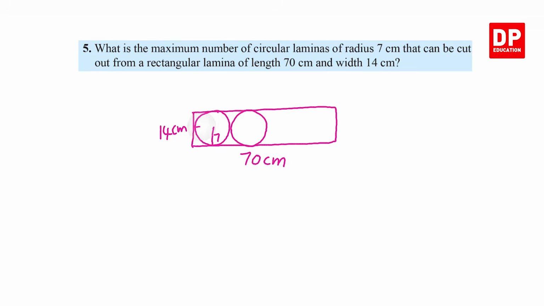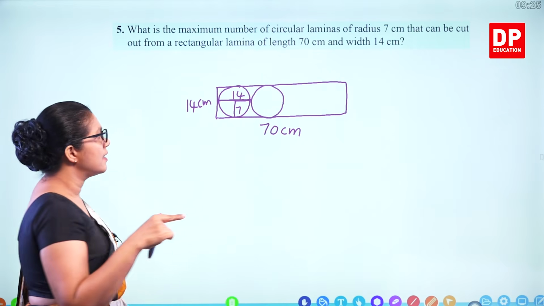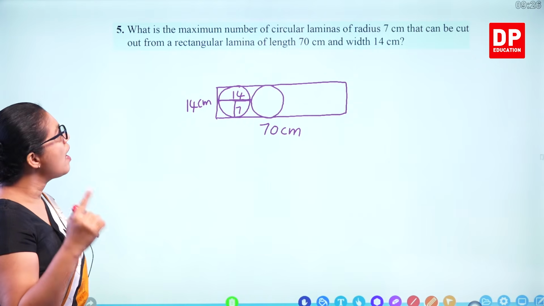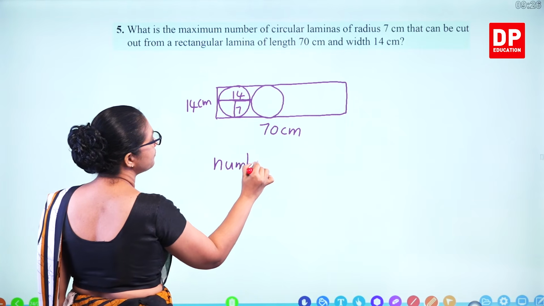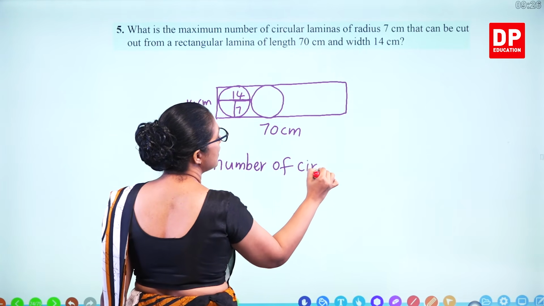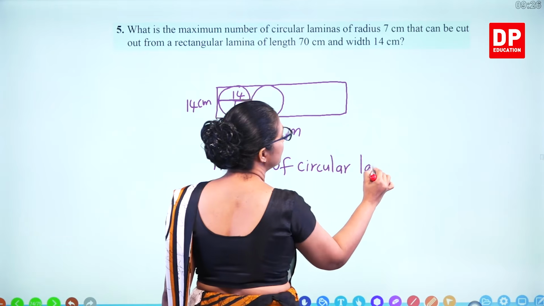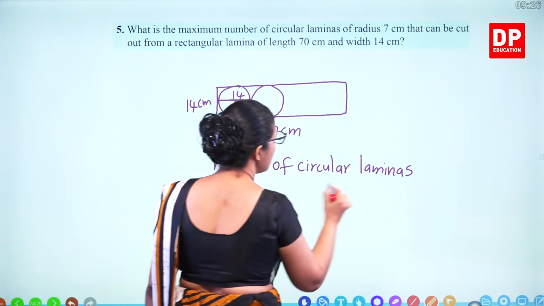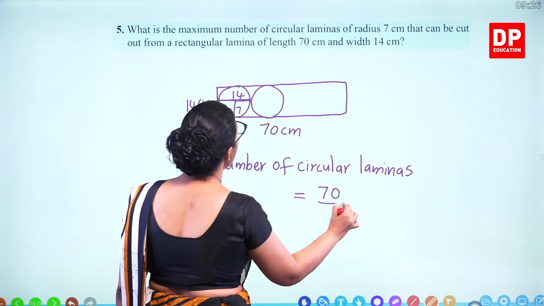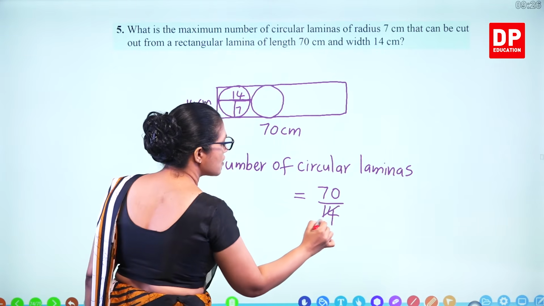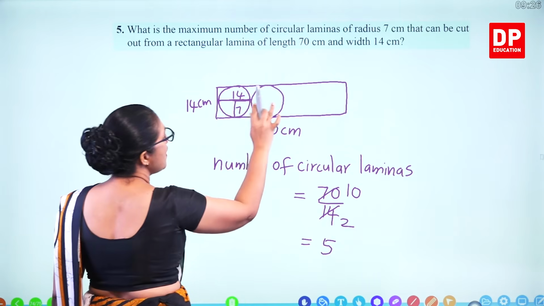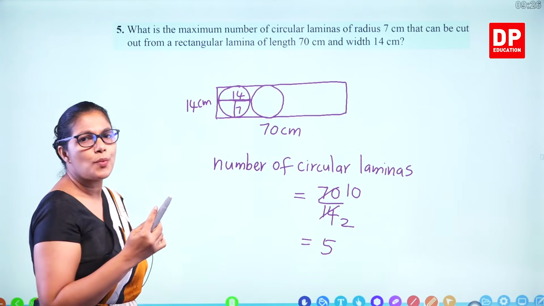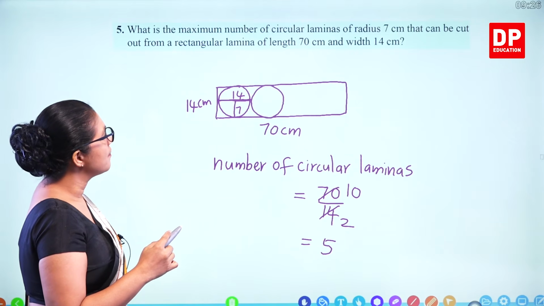Now, what's the diameter this way? For one circle, that's 14. So if we divide 70 by 14, we can find out how many circular laminas we can cut. So number of circular laminas is equal to 70 divided by 14. So 7 times 2, 7 times 10. So 5. 5 circles like that you can cut this way. So the answer is 5.